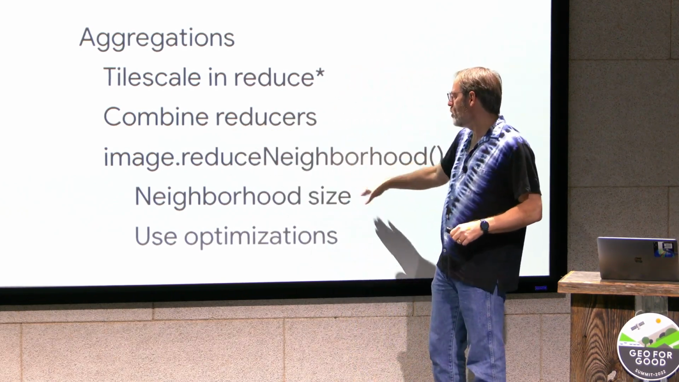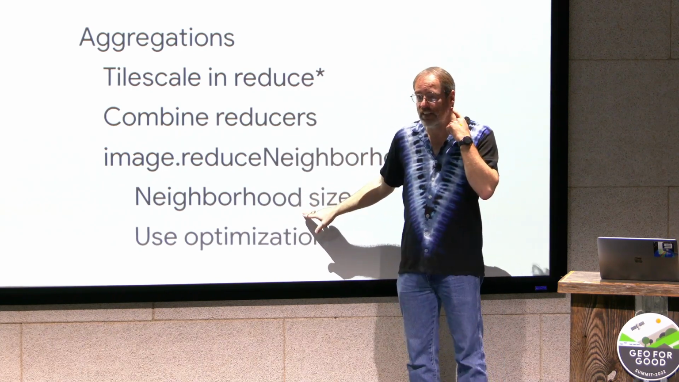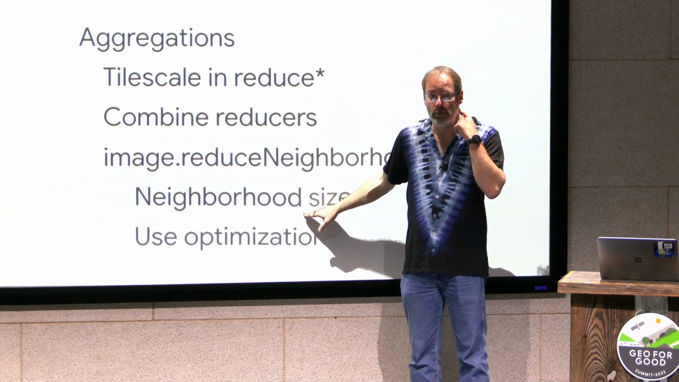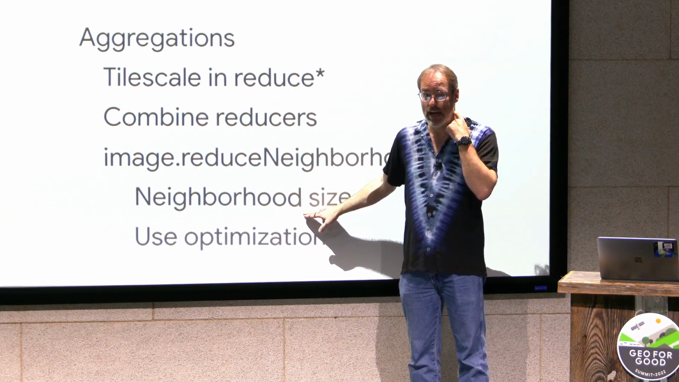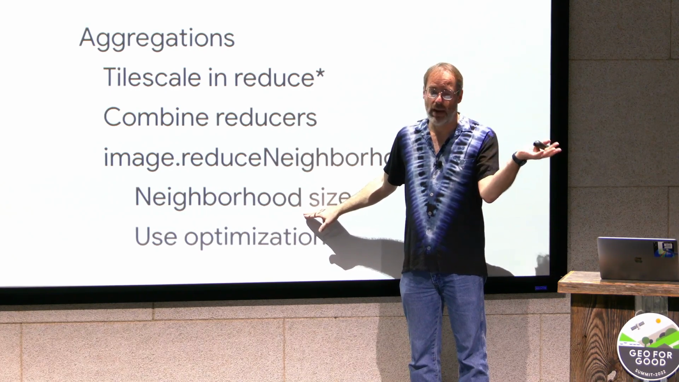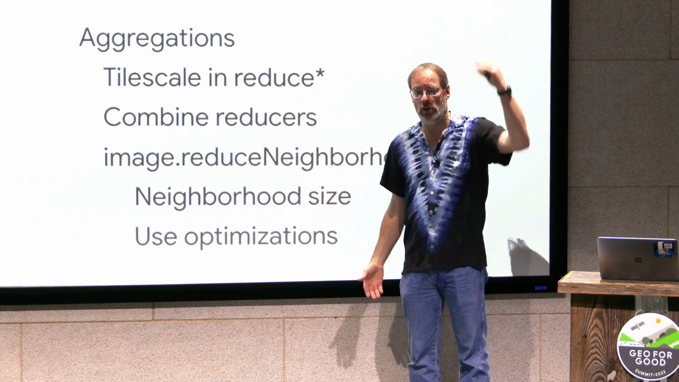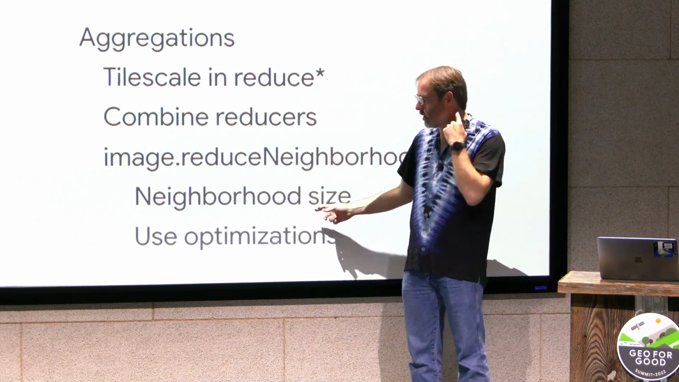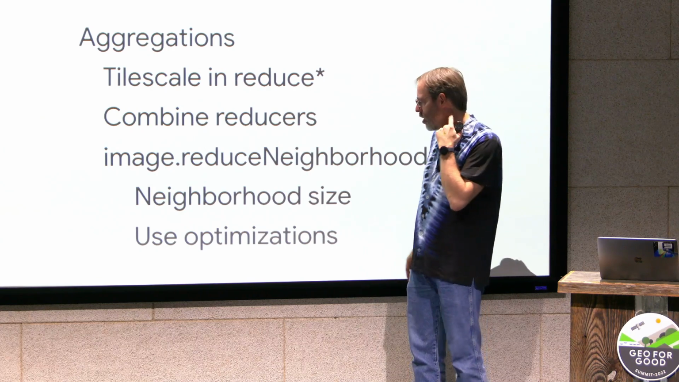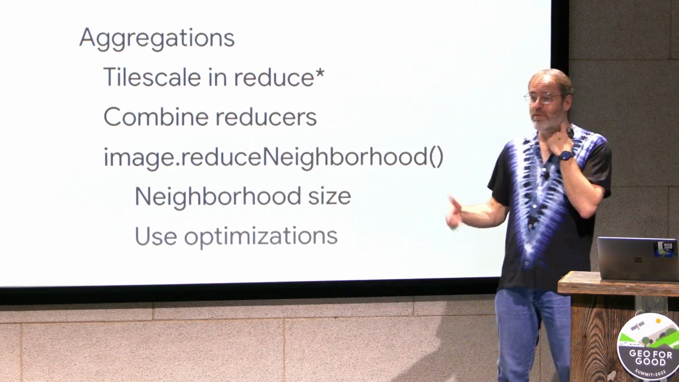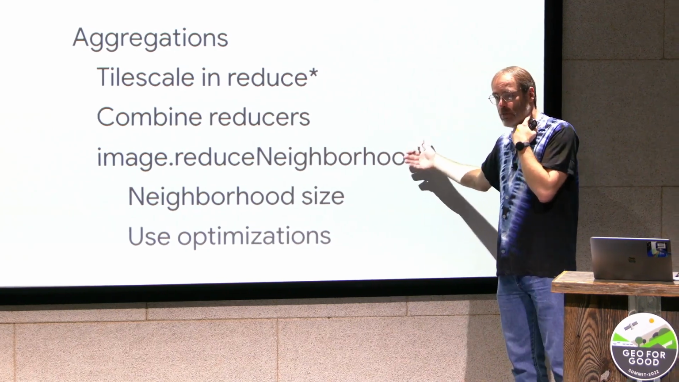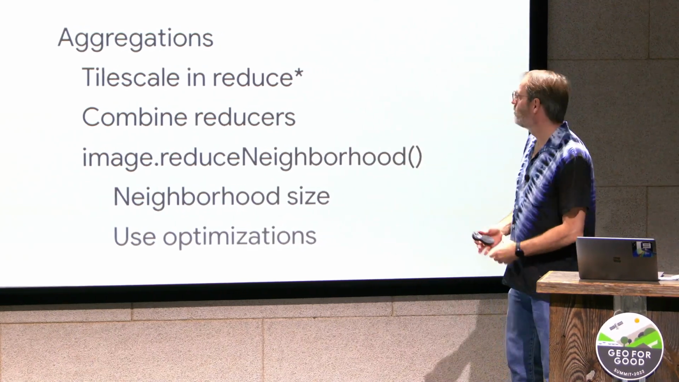If you're doing reduce neighborhood, make sure your neighborhood size is sane. Anything more than 1,000 pixels in a neighborhood is probably not going to work. That's huge. For Landsat, that's 9 megabytes per band times 10 bands. That's 90 megabytes per image times your stack of images. You'll very quickly hit a memory limit if your neighborhood size is large. And there are optimizations built into reduce neighborhood to make it run faster. So if you're using reduce neighborhood, definitely use the optimizations.